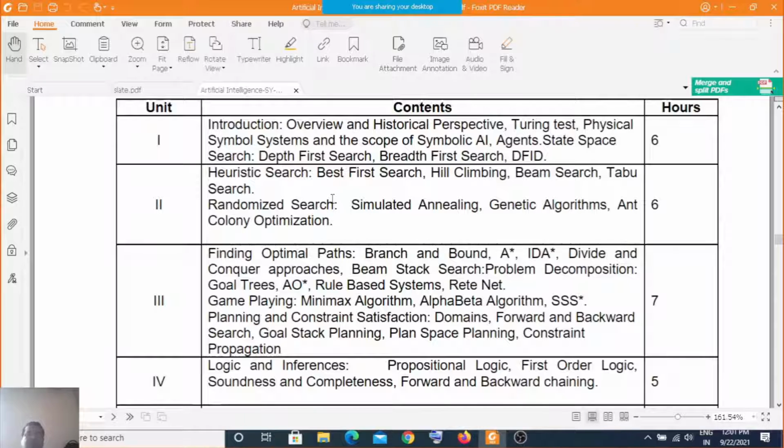The first generic algorithm is heuristic search and the second is the randomized search, and in that we are having a number of algorithms to study, out of which we are only considering four algorithms in heuristic and four algorithms in randomized. So we'll try to finish this in 6 hours, and if required, we can add more hours to this. So let's start with what is this heuristic search.